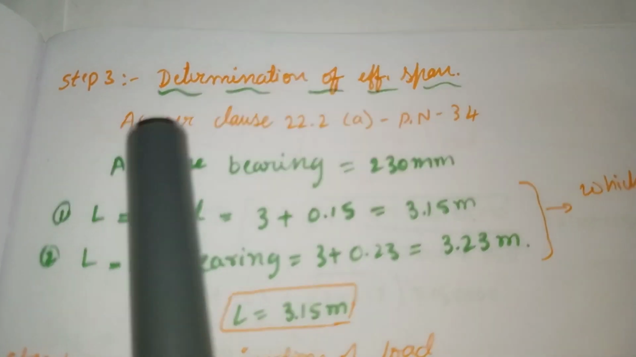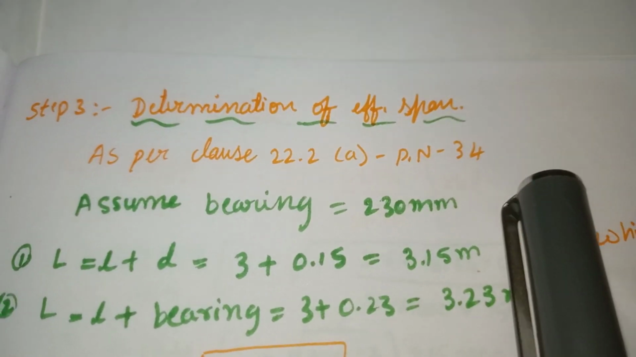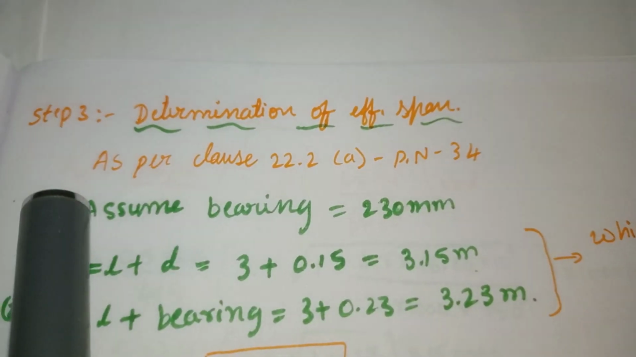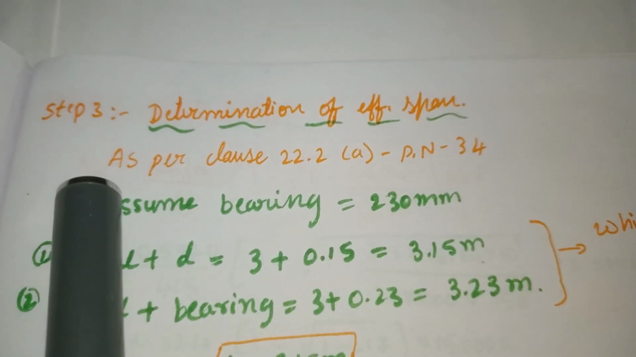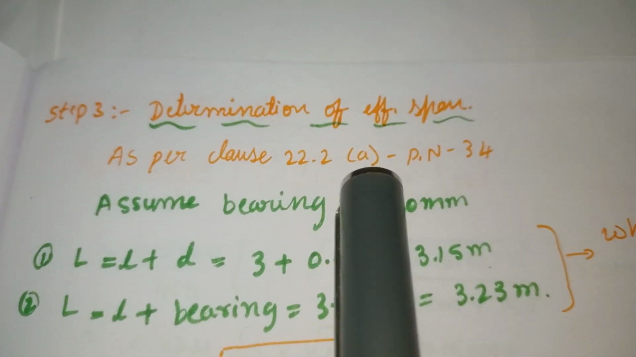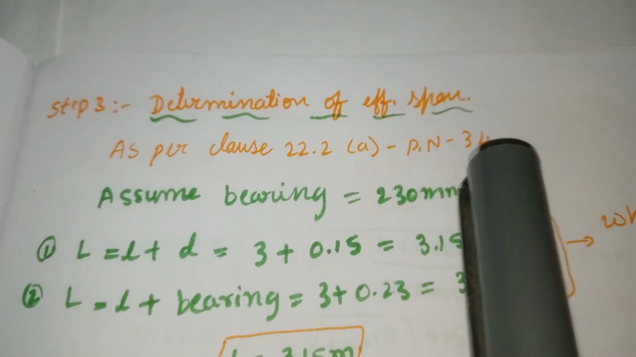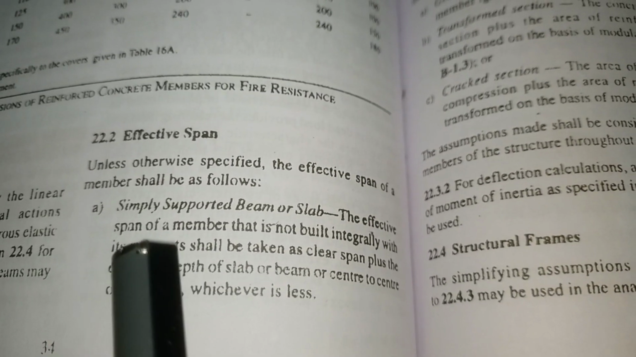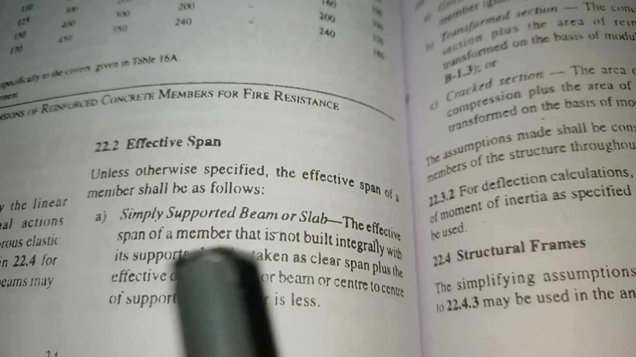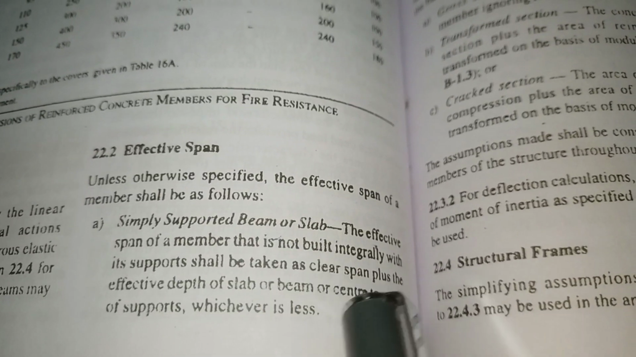Step 3 is the determination of the effective span. For that again we'll go to the IS 456:2000 code book, as per clause 22.2a, page number 34. What it says, we'll see. For a simply supported beam or slab, now we are designing the slab.